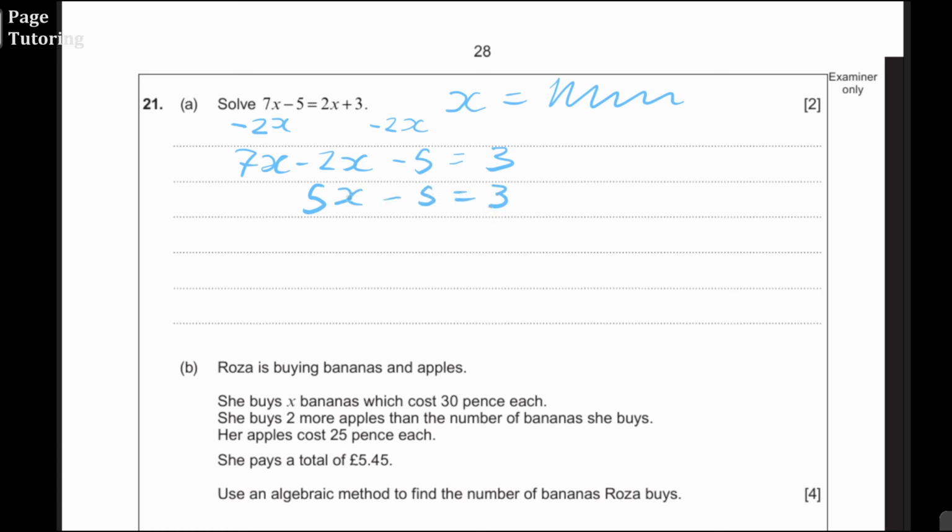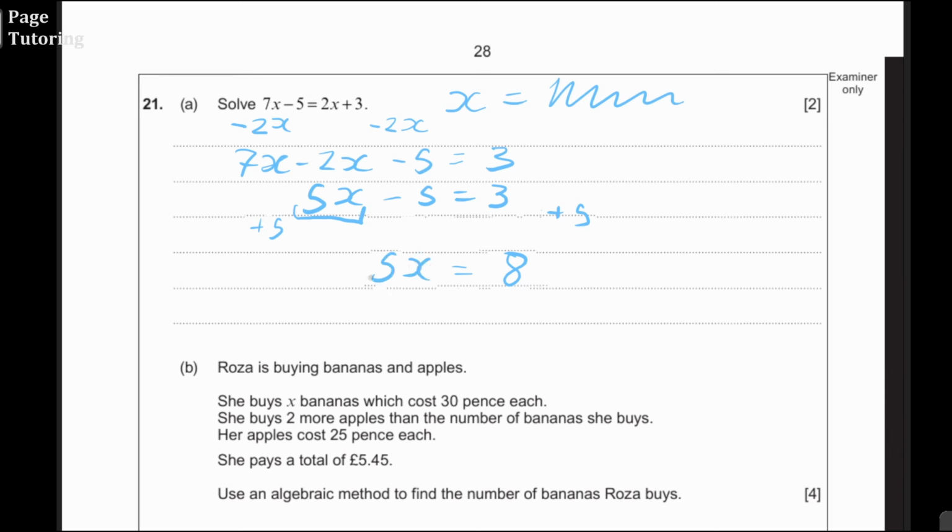Now we can see we've got x on just one side. That's a lot easier. The reason I took away the 2x from the 7x is that I could see the 7x was bigger, so if I take away a smaller number it's going to stay positive, which makes it easier for me. Now I want to get just this x term on this side, so I'm going to add 5 to cancel out that minus 5. That equals 3 plus 5, which is 8. Minus 5 plus 5 cancels out, leaving 5x.